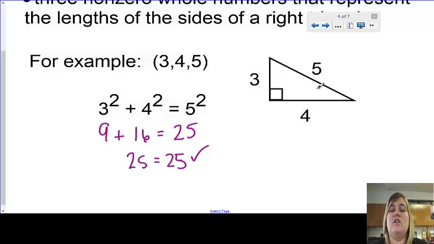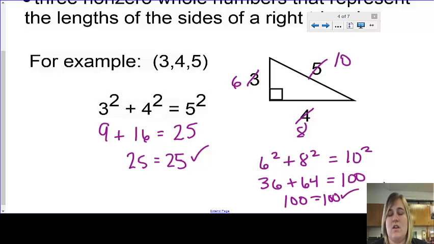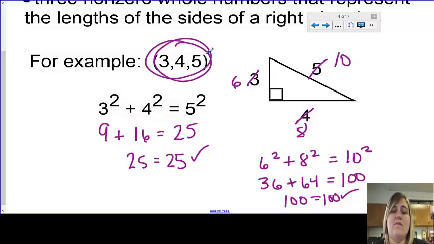So if I multiplied each of these by 2, well, that would give me 6 here, 8 here, and 10 here. Well, let's check that. 6 squared plus 8 squared equals 10 squared. 6 squared is 36, plus 8 squared is 64, equals 10 squared, which is 100. So I have 100 equals 100. That is true. Okay? Any multiple of this 3, 4, 5 is a Pythagorean triple. Okay?